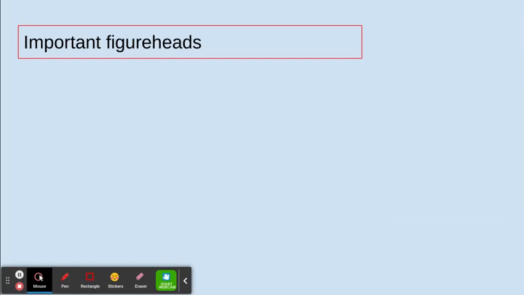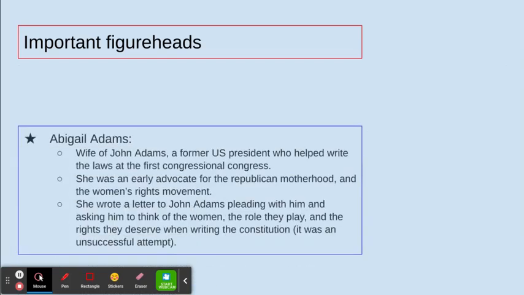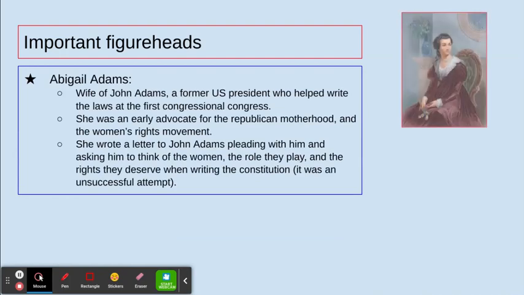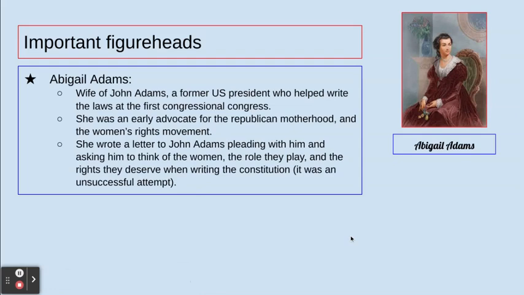Important figureheads. There were many important figureheads during this time period, such as Abigail Adams. Abigail Adams was the wife of John Adams, a former U.S. president who helped write the laws at the First Continental Congress. She was an early advocate for the Republican motherhood and the women's rights movement. She wrote a letter to John Adams pleading with him to think of the women, the role they play, and the rights they deserve when writing the Constitution. Sadly, however, it was an unsuccessful attempt.